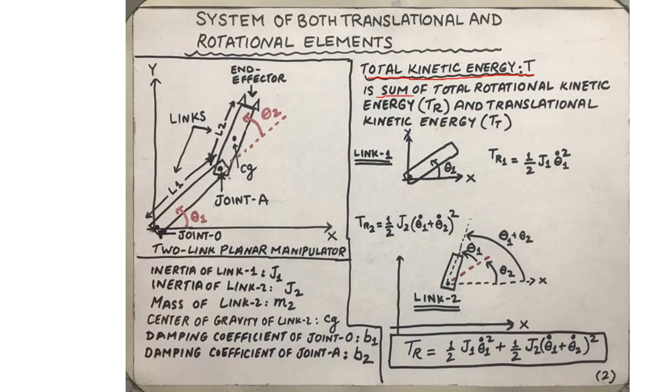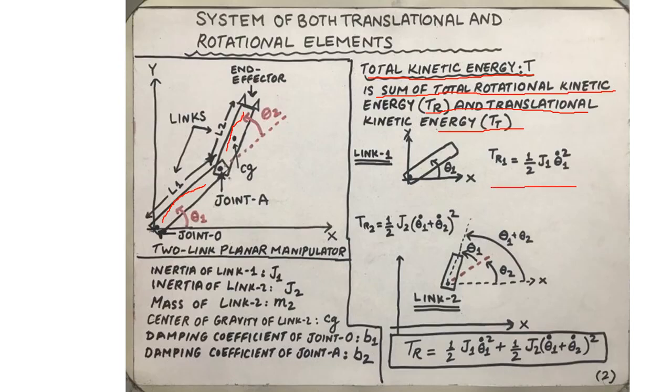It is a sum of the total rotational kinetic energy TR and the total translational kinetic energy of the system. The total kinetic energy of the system can be easily attributed to the kinetic energies of the two links, L1 and L2. Let us do the easier part first, that is, writing the expression of the rotational kinetic energies of both the links.